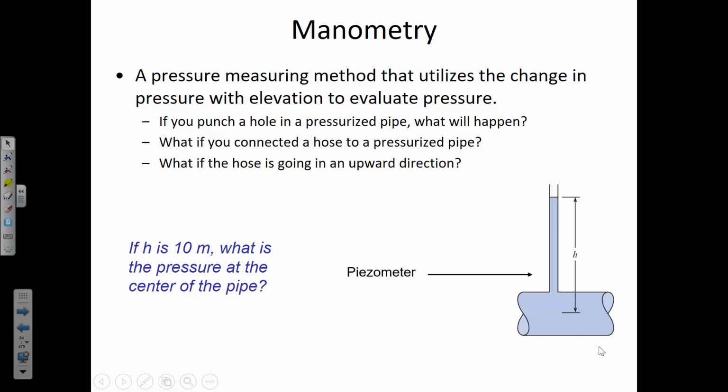So in this case, if you had 10 meters of elevation, and you know the liquid was water, which has a unit weight of 9810 newtons per meter cubed, then this would be a way of measuring the pressure to be 98,100 newtons per meter squared.